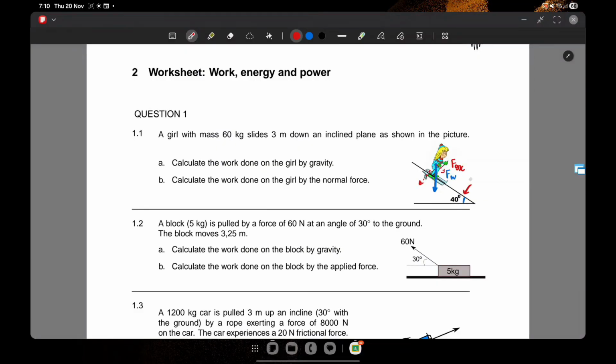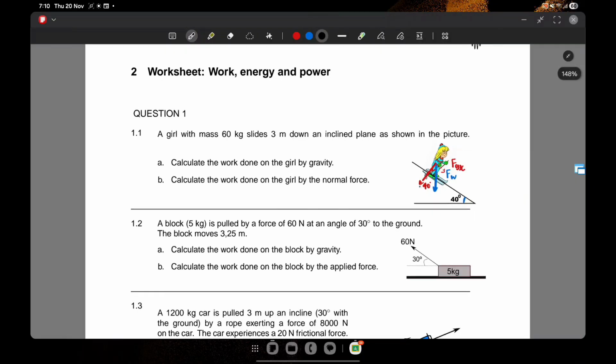The degree here, 40 degrees, is the same degree in the triangle over here. Hope it's visible. This is also 40 degrees. Now we can use trigonometry to find the other side, which is equal to the horizontal component there. So this is what the triangle looks like. This is 40 degrees. This is x. And this is her weight.